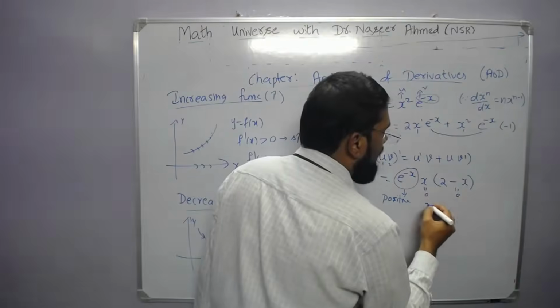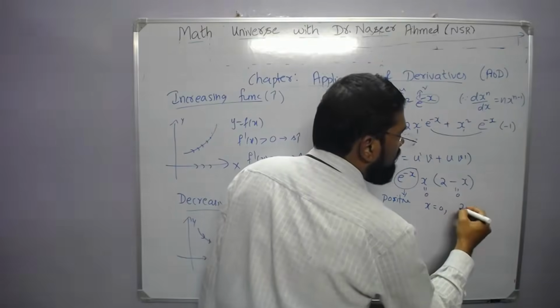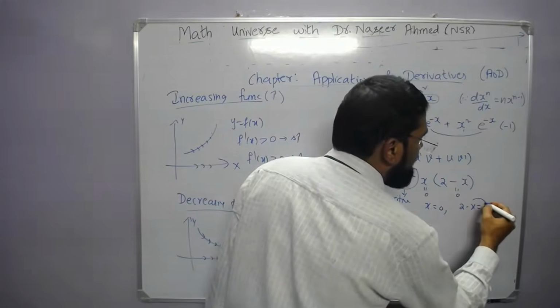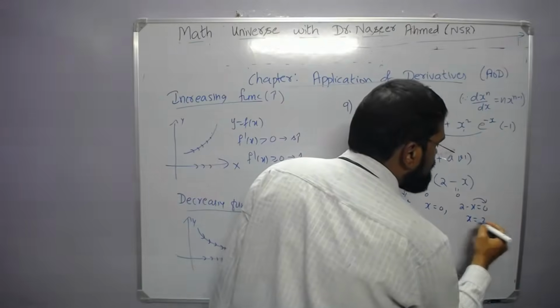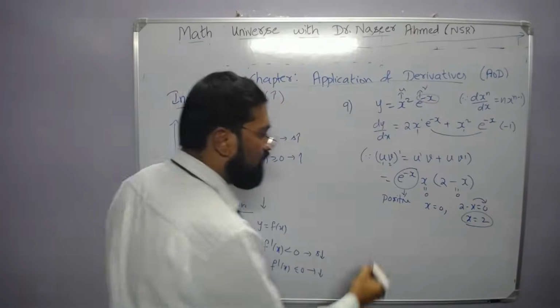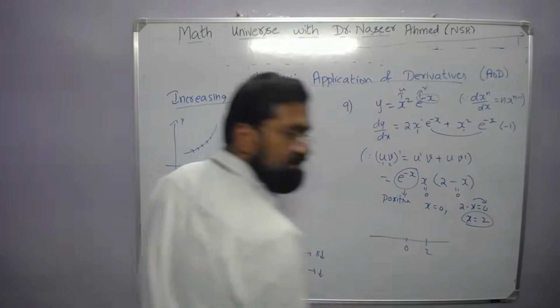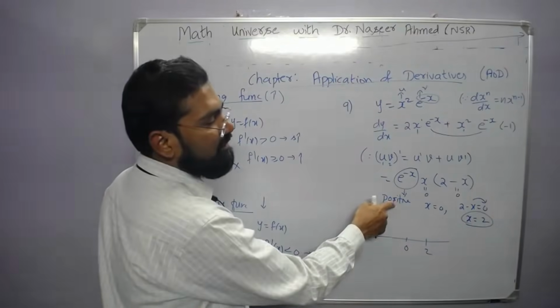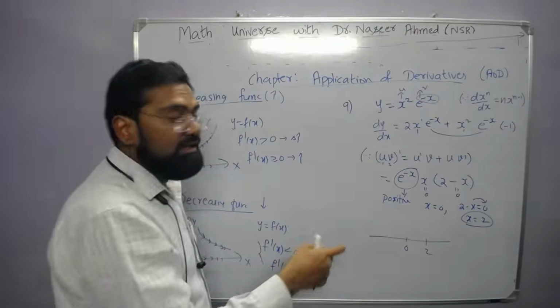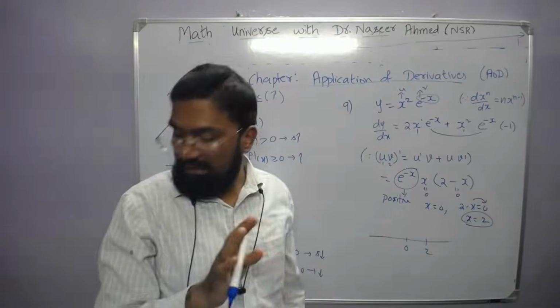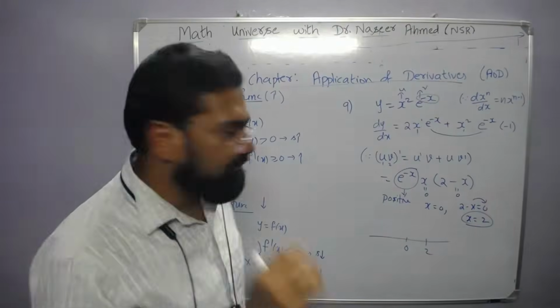If I find, I'll get x equal to 0, and from here 2 minus x equal to 0. If we transpose, x is equal to 2. So plot the roots on the number line in ascending order. And you can see here, since this is always positive, whatever x value you choose, e power minus x will never be negative. I hope this point is clear.